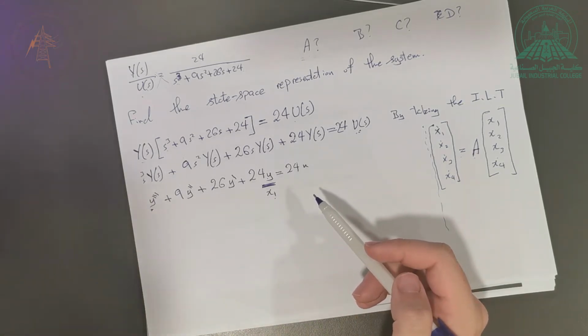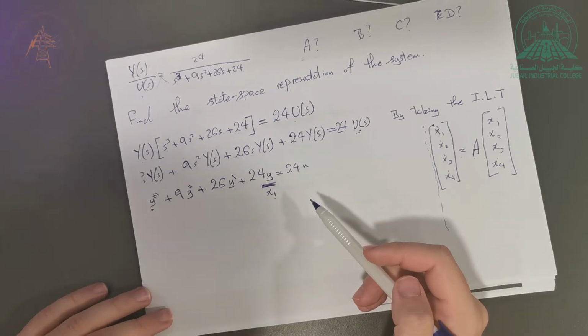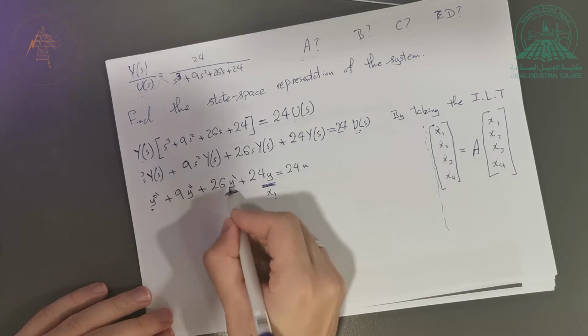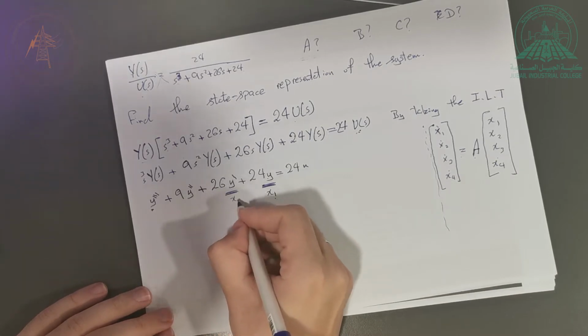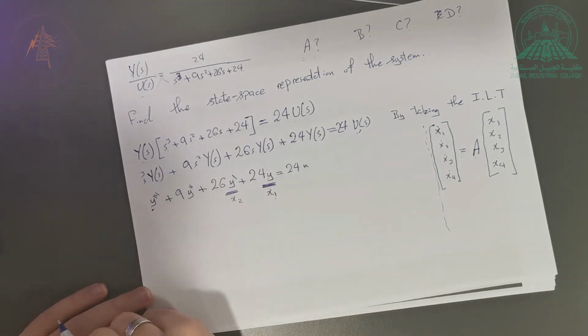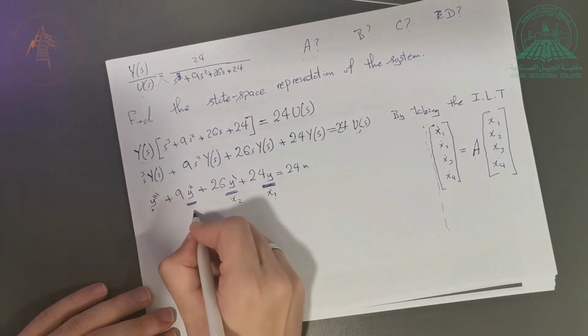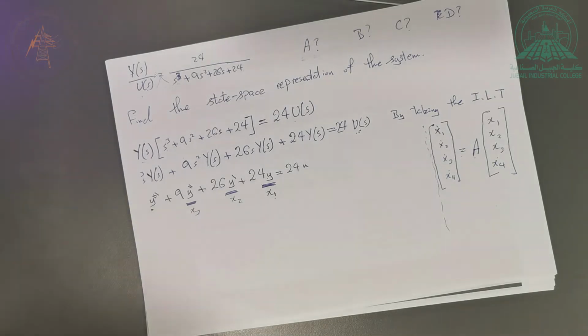So what do you think is going to be the second state variable that I have to choose here? It is actually going to be y dot. So this is going to be your x2. What is going to be my third state? It's going to be the second derivative. This is x3.